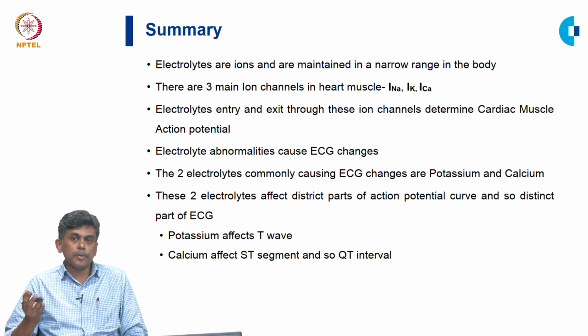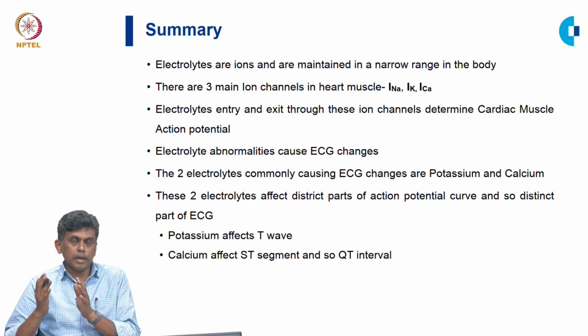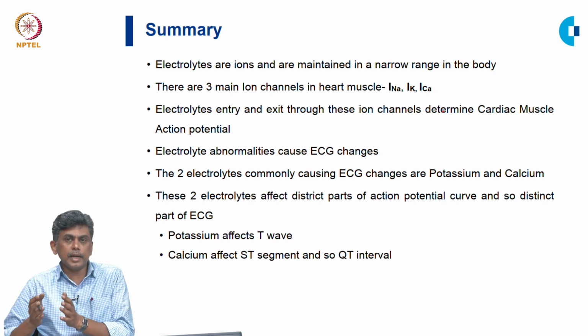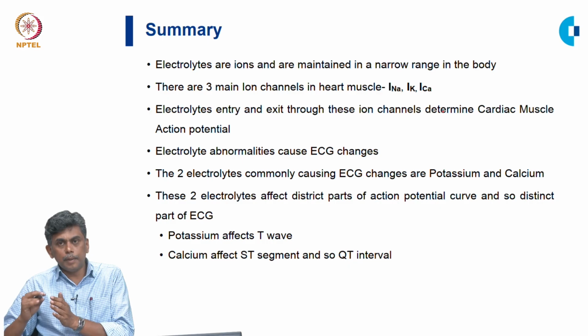Now we know that these two electrolytes produce distinct changes in the ECG, and they affect the action potential curve in distinct areas: calcium affecting the ST segment and potassium affecting the T wave. So T wave abnormality in hyperkalemia will be tall tented T waves. In hypokalemia, there will be very low voltage of the T wave and even an absent T wave and a prominent U wave. So this is with potassium.